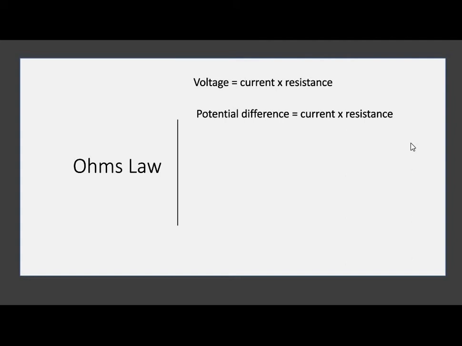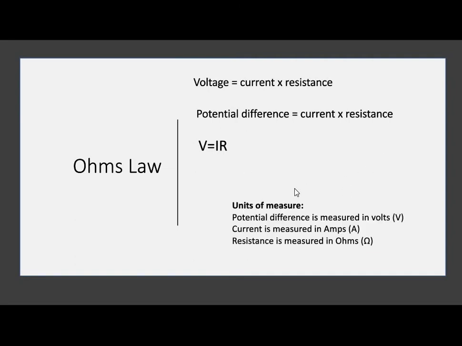And we use a very straightforward equation known as V equals IR. Voltage equals current times resistance, or potential difference equals current times resistance. The units of measurement for that are as follows. Potential difference is measured in volts, as we know. Current is measured in amps, as we've already seen. Resistance is measured in something called ohms, hence Ohm's law, and this is the symbol for an ohm. So I'd like you to pause the video and write down the information on this slide into your book.